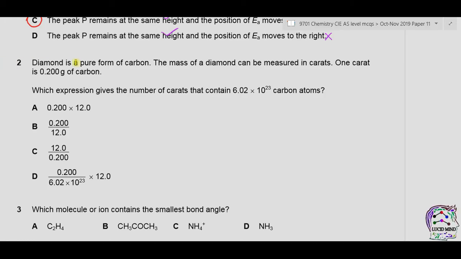Question number 2. Diamond is a pure form of carbon. The mass of diamond can be measured in carats. 1 carat is 0.2 grams of carbon. Which expression gives the number of carats that contain 6 exponential 23 carbon atoms? Now we know that 6 exponential 23 is Avogadro's constant, and it represents 1 mole of a substance.